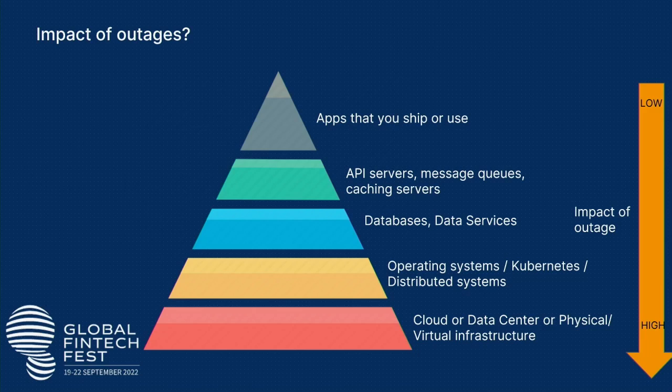So this is the impact of outages. If your app goes down, it comes back. But what if your data center goes down, right? The impact of outage will be very, very high as you go down the pyramid, right? Similarly, API servers, message queues, and caching services are all thought to be reliable, but if they go down, your impact will be high, even though you have them in redundancy. If both of the redundant servers can go, then your impact is very, very high. So as you go down the pyramid, the resilience reduces significantly, or the impact of outages increases significantly.